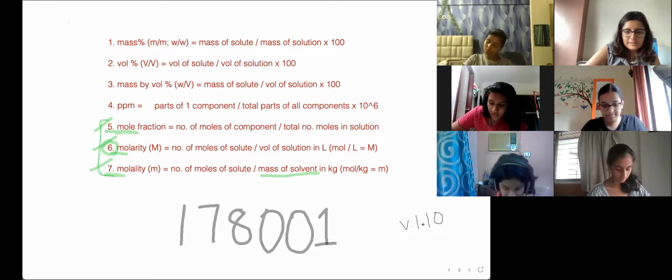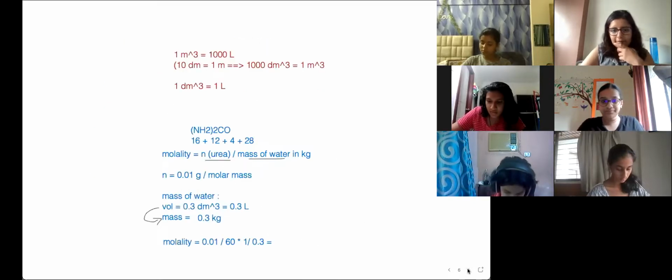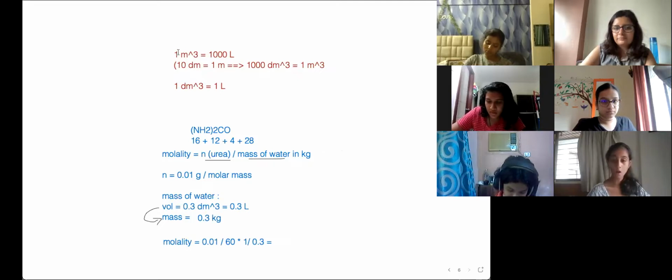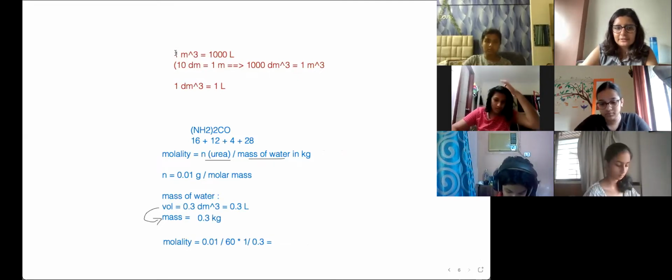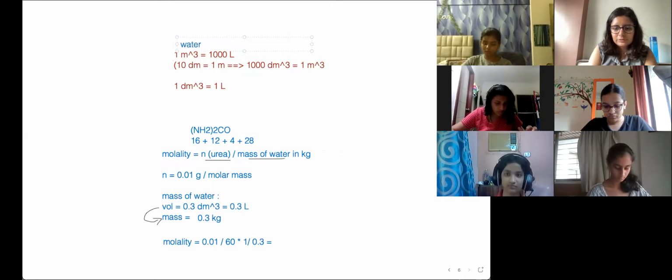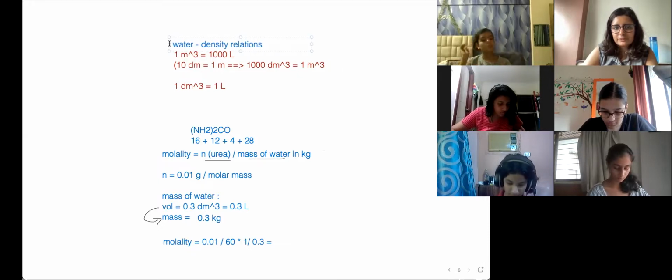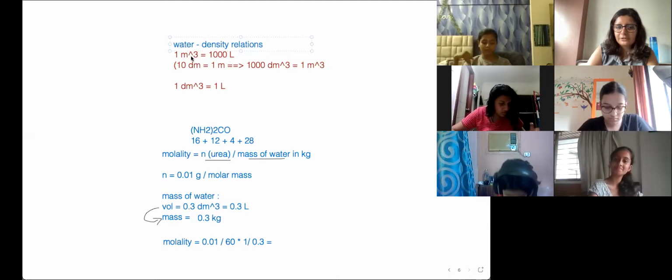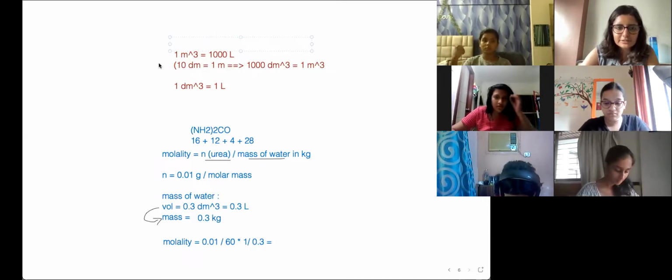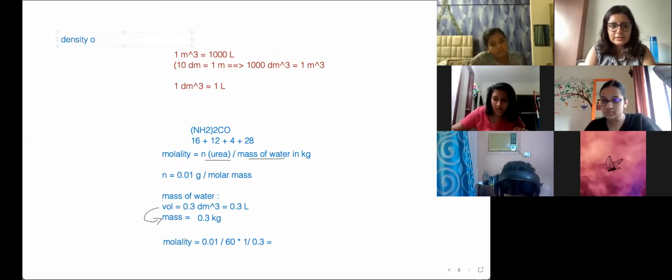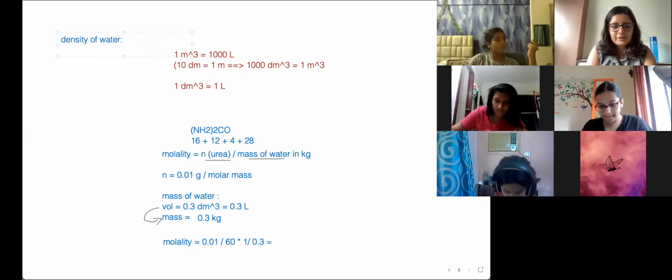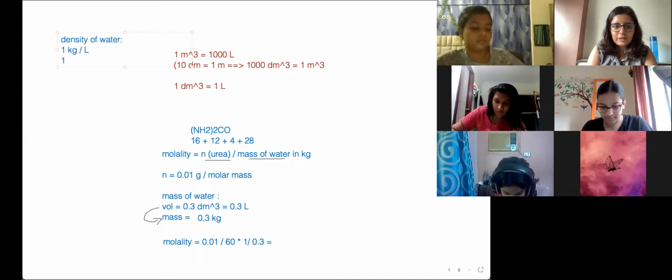Okay. Send the answer. In the meantime, you guys note this down. Oh yeah, right here. 1 meter cube is 1000 liters. This is all for water only. So 1000 liters make 1 meter cube. Yeah. These are volume relations, not density. Okay, I'll just put here. Density of water. You have 1 kg per liter and 1 gram per milliliter.